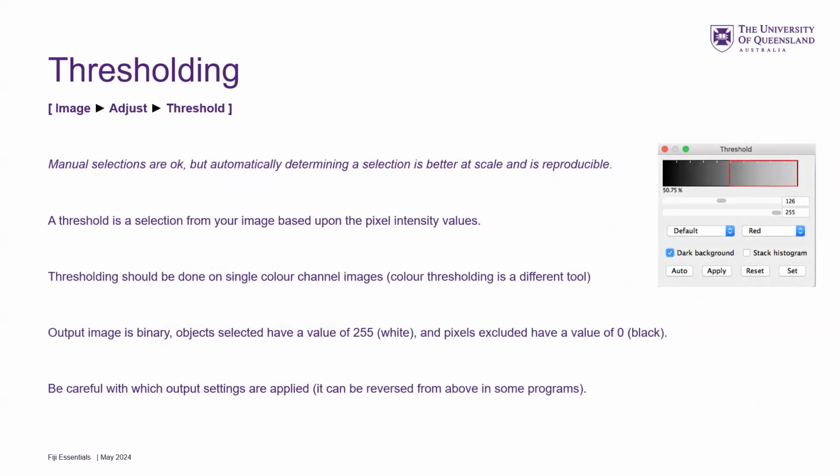There's this tool, which is under Image, Adjust, Threshold. And there are these sliders, and you can move them freely. But as I said, it's not really reproducible. Ideally, it should be done on your single color images. There is a thing called color thresholding, which is a completely different tool. The output of a threshold is a binary image. So the things that you wanted to keep are set to 255, and the things that you say are background are set to 0, or black. And be careful, because once you do it, it's not really an undo thing. So this is where doing a duplicate helps, in case you stuff it up, you have something to go back to.